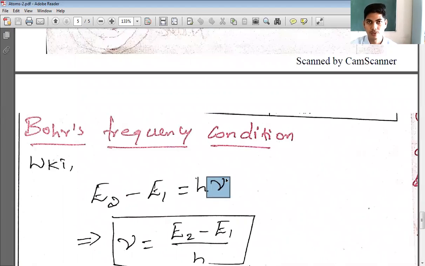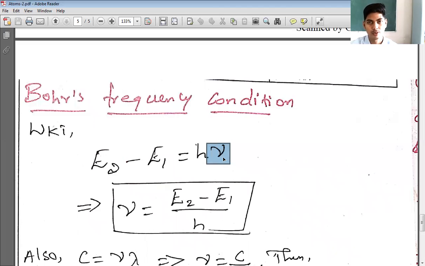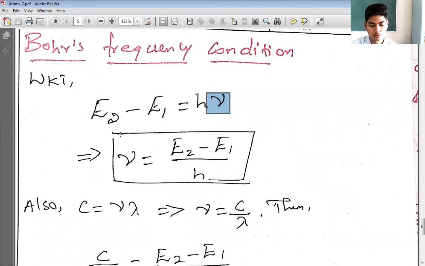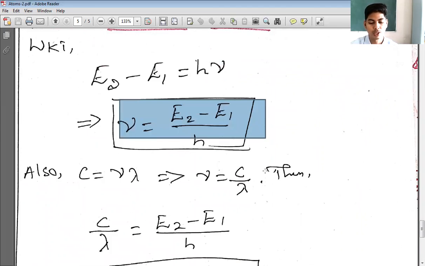So we can associate frequency to it. So nu is the frequency of the photon emitted. So nu can be written as E2 minus E1 divided by h. This is called as Bohr's frequency condition. Nu is equals to E2 minus E1 divided by h.